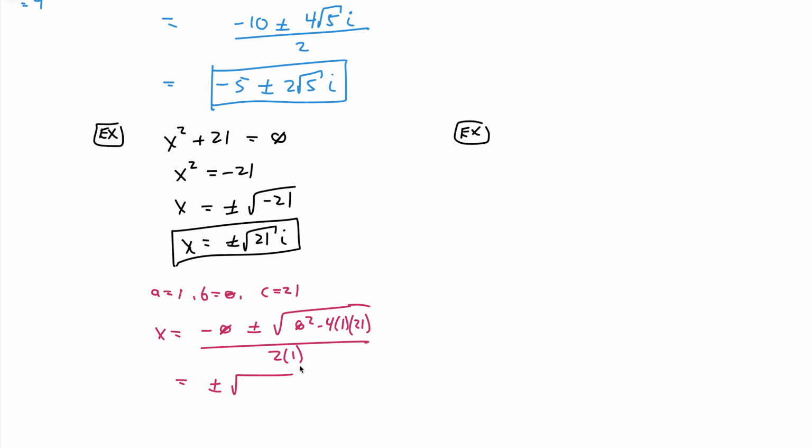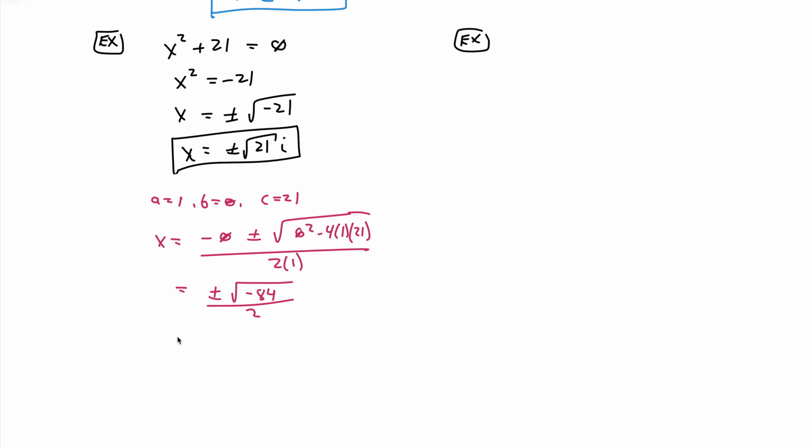You get literally plus or minus root, this is 4 times 21, so negative 84 over 2. And then what would this be? Well, 84, think about your factor tree, would have to be 21 and 4, right? Pretty easy. 20 times 4 would be 80. 1 and 4 would be another 4, 84. Okay. Now you don't know root 21, of course, but you do know root 4 is 2. So this becomes plus or minus 2 root 21 i. Get rid of the negative on the inside with the i over 2. 2 and 2 go away. Plus or minus root 21 i. Look at that, same solution.